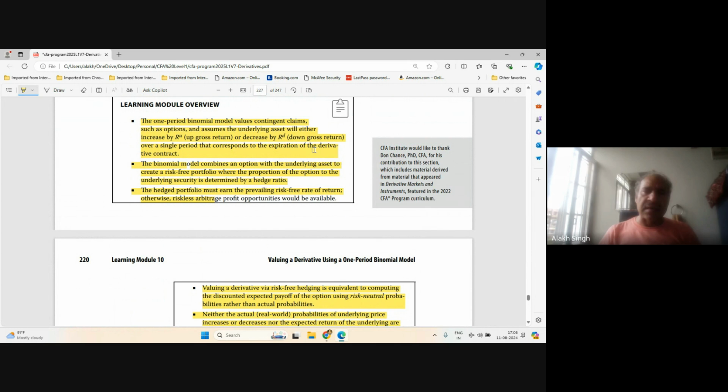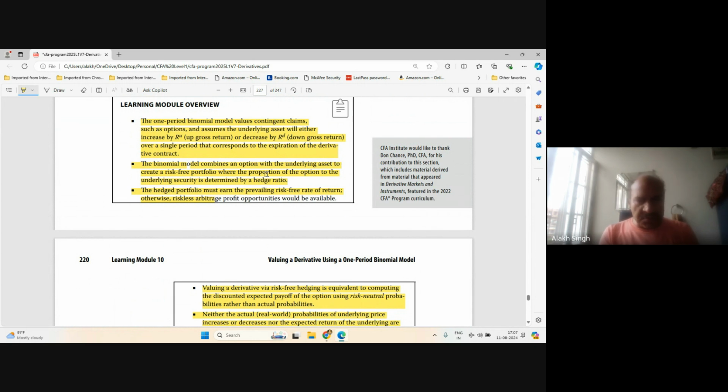So if the market goes up, then the call becomes in the money and the buyer of the call exercises. But if it goes down, the call becomes out of the money and the put is in the money, so the holder of the put exercises. Because of that, we need this binomial model for valuing contingent claims. Then what does it combine? This binomial model combines an option with the underlying asset to create a risk-free portfolio.